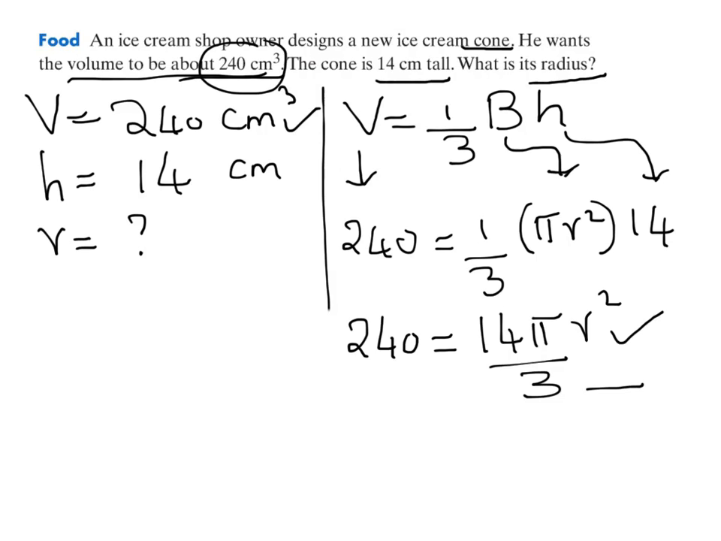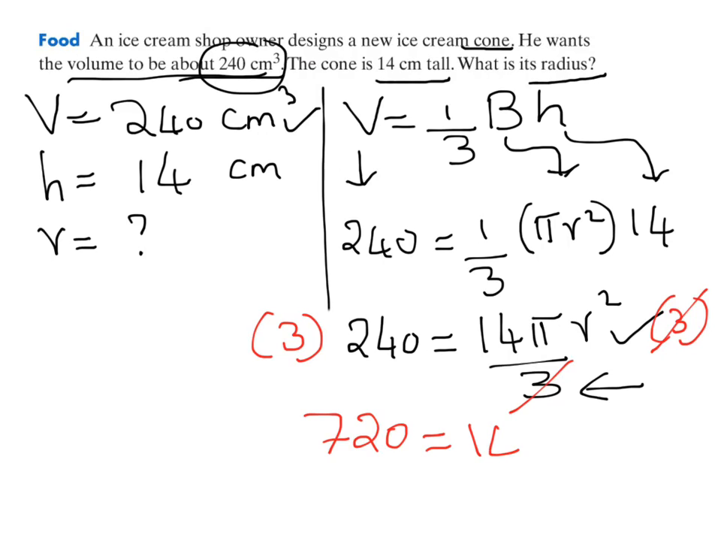So how will you remove division of 3? It is by multiplying 3 on both sides. So if we multiply 3 on both sides of the equation, 3 cancels with 3 over here. So this is going to be 720 equals 14 pi r squared.